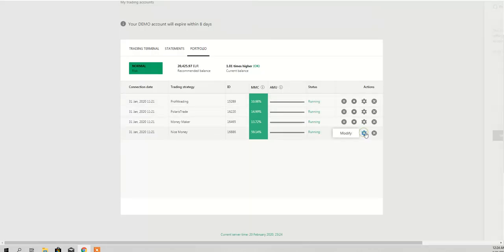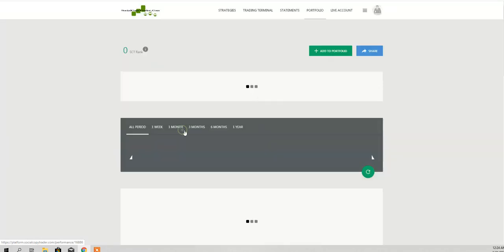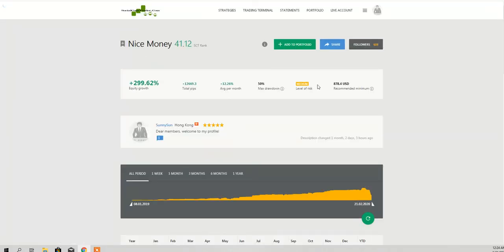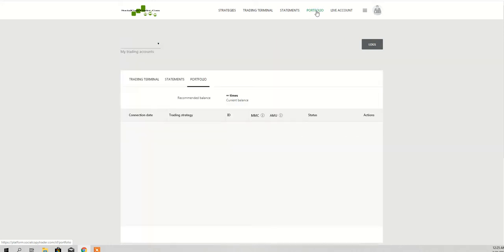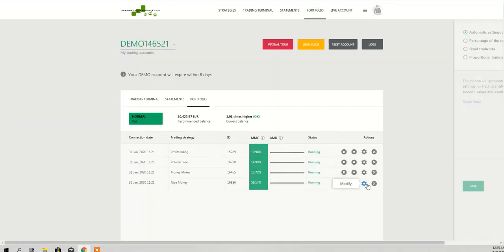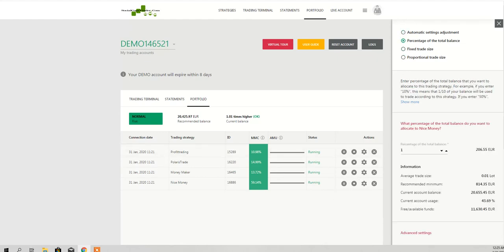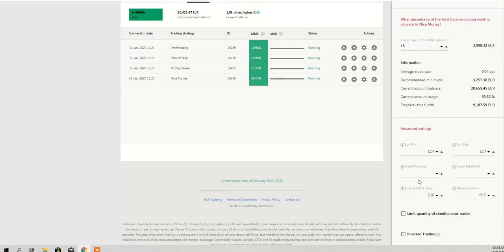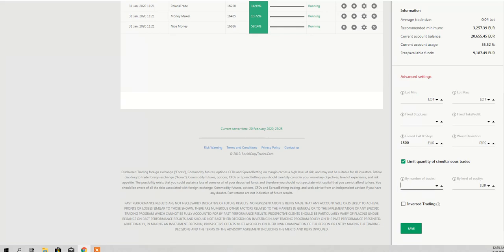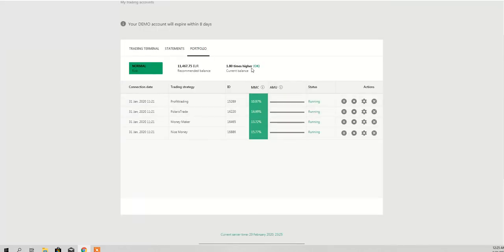We do this. One more. Nice Money. See what his minimum is. 878, no issues there. Portfolio. Set this up. Percentage, I'm going to go to 15. Forced exit, 1,500 maximum loss. Number of trades, 2. Save.